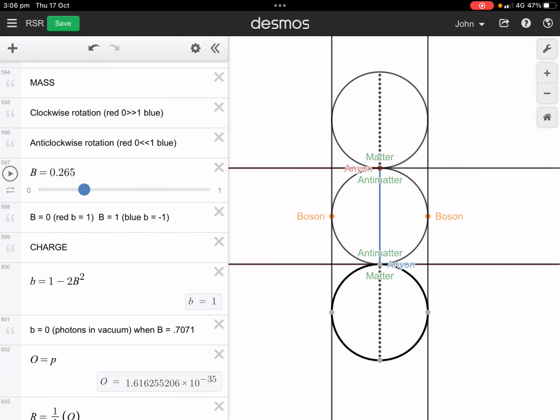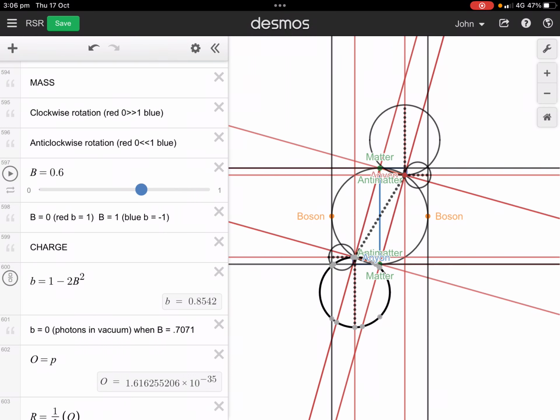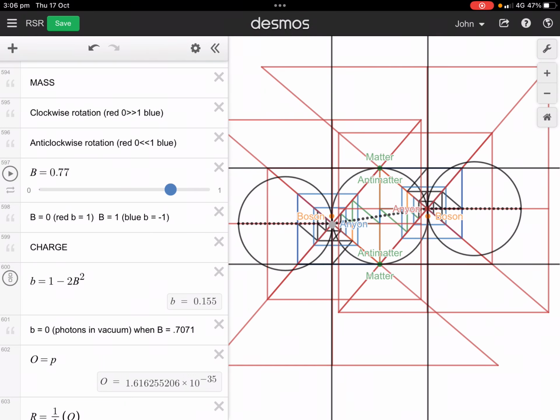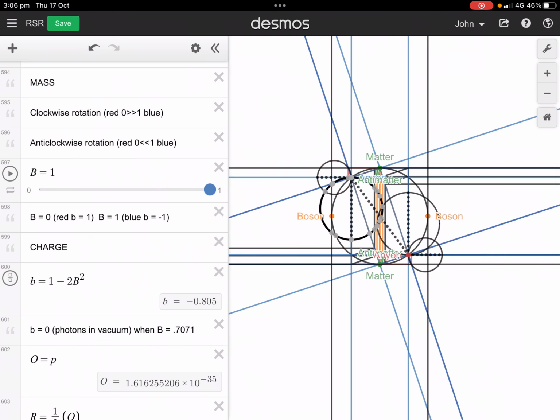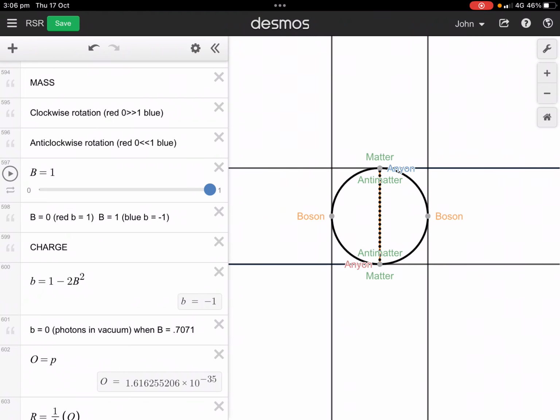And what happens if we go the other way? In that case, you just get antiparticles at B equals 1. You've got no matter, you've just got antimatter in this quantum realm. So that's where the antimatter could be hiding, in this quantum realm, with a width of the Planck length.